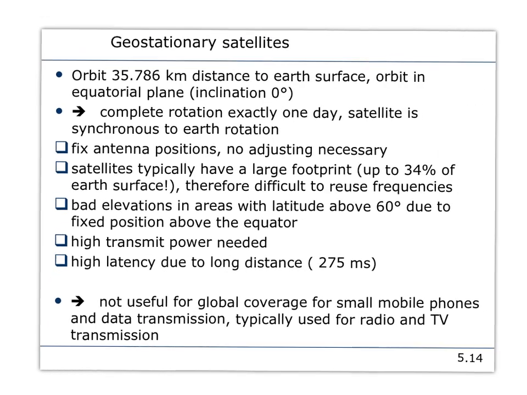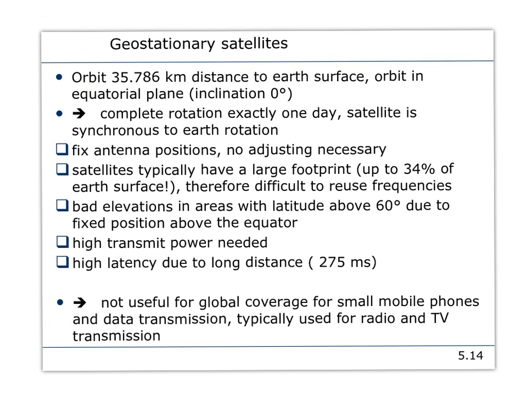This is the specific distance of these types of geostationary satellites. They complete a rotation in exactly 1 day, similar to the rotation of the Earth. So it's synchronized, in which case they have the same footprint on Earth. They have fixed antenna positions and no adjusting necessary, because you have, of course, multiple antennas and multiple beam spots in these types of geostationary satellites. But you don't have to do any kind of handover. That's why you don't have to do, for example, beam forming. You don't have to do handover between one satellite and the other, because you only have 3.